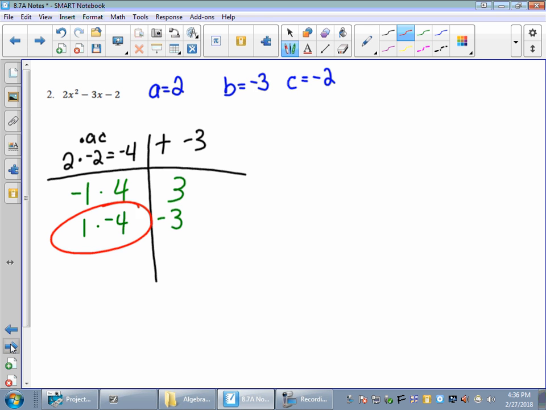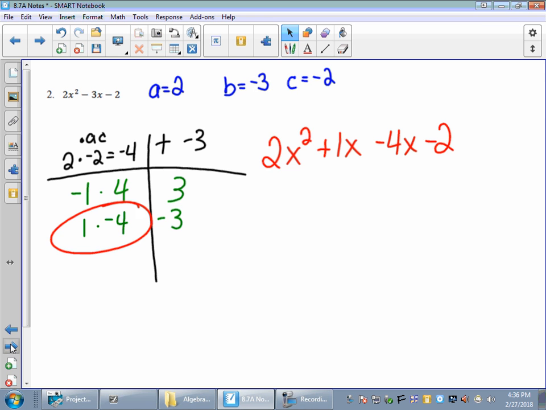And I can go ahead and rewrite my middle term. So I'll have a 2x squared plus a 1x. Don't forget to bring that x in there. Minus a 4x. And then again, my constant stays the same, minus 2. When we rewrite, the only thing we want to change is that middle term. We can copy straight down our first term, our squared, and we can copy down our constant.